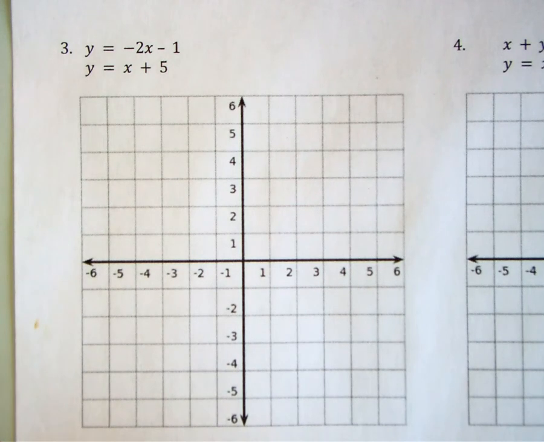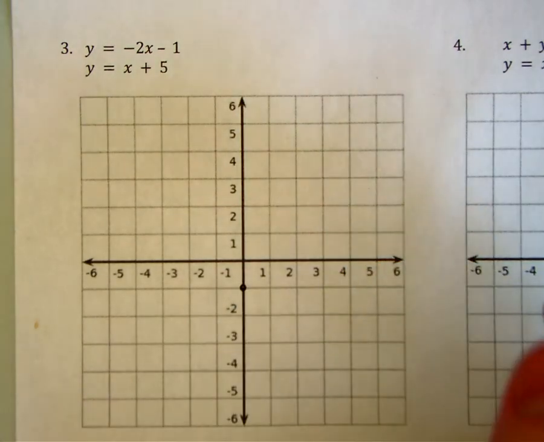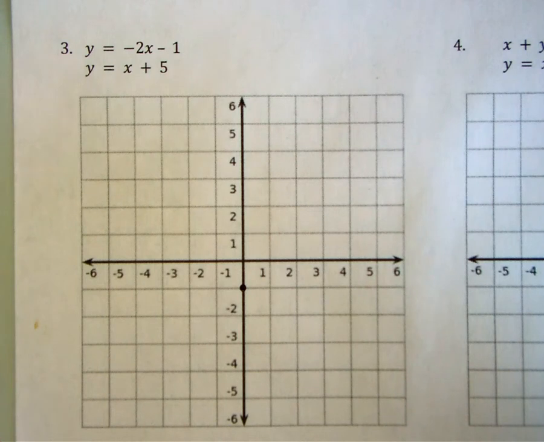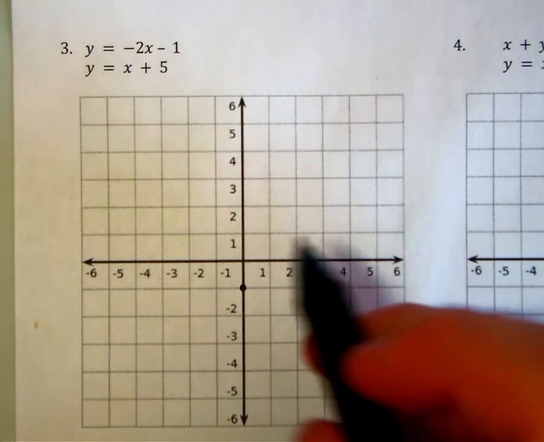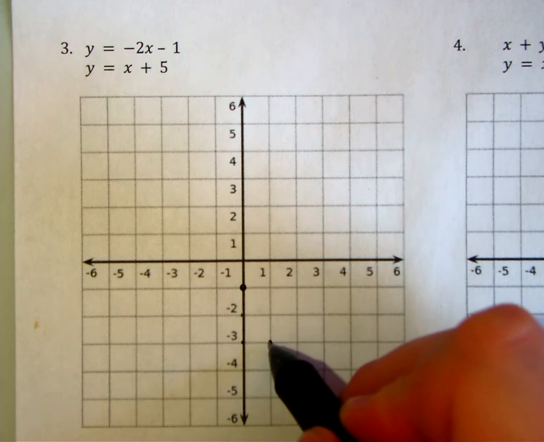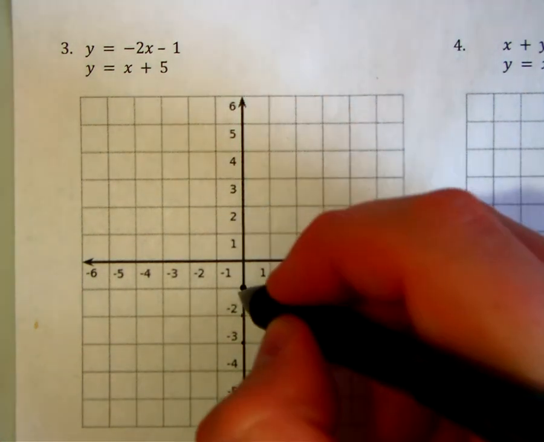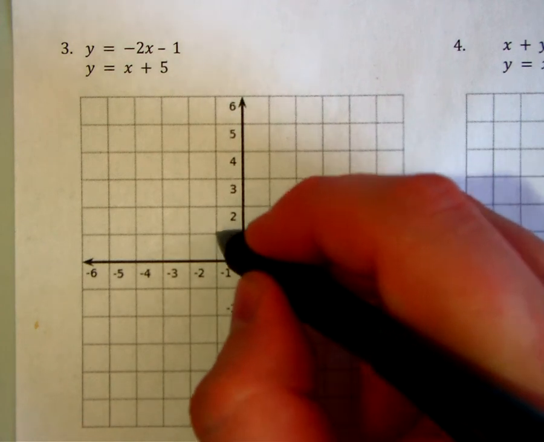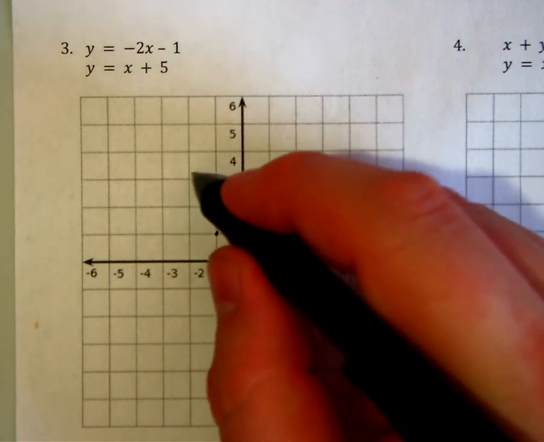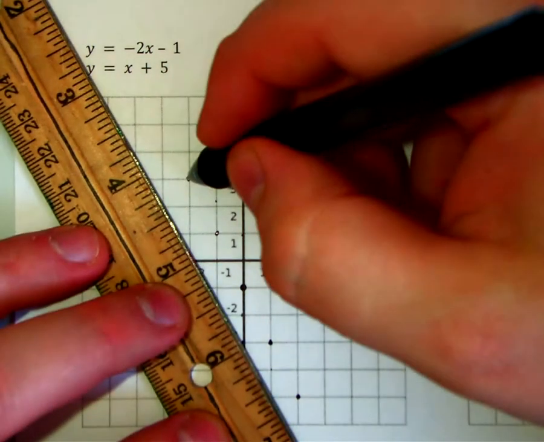Number 3, y equals negative 2x minus 1, already in slope-intercept form. So negative 1 is my intercept. It's got a negative 2 slope, which means it's going to be coming down 2, forward 1, down 2, forward 1. I can do the same thing working backwards, go up 2, backwards 1, up 2, backwards 1. And now we connect the dots to graph.